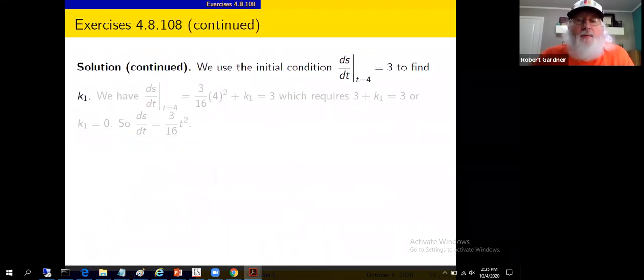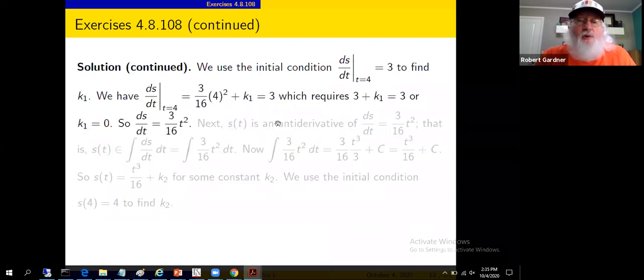Okay, so what we had was the initial condition, and we had the form of the function in t's. We have ds/dt evaluated at t equals 4. It's 3 over 16 t squared plus k sub 1. T is 4, plug that in. This is supposed to equal 3. Set it equal to 3.